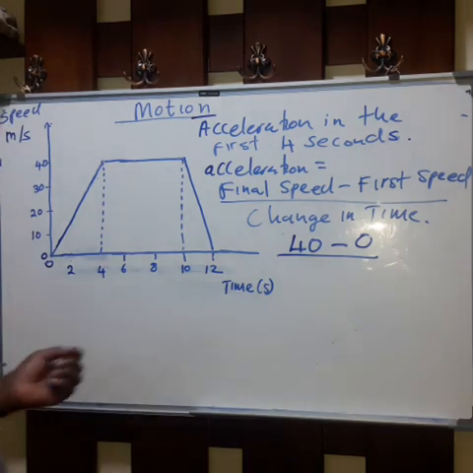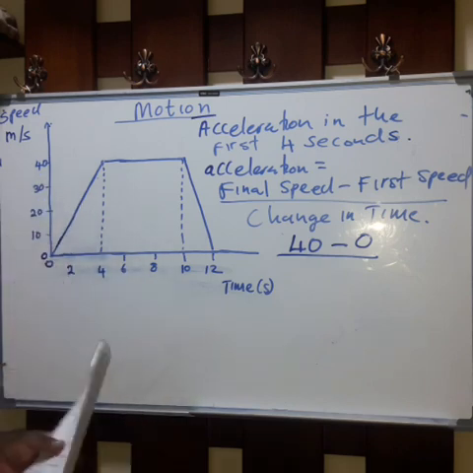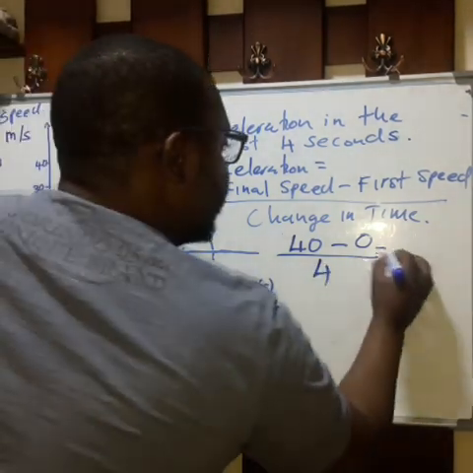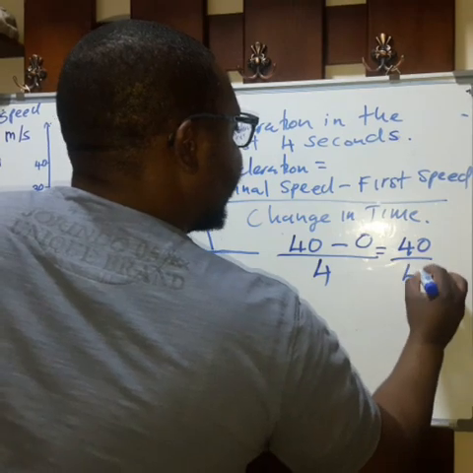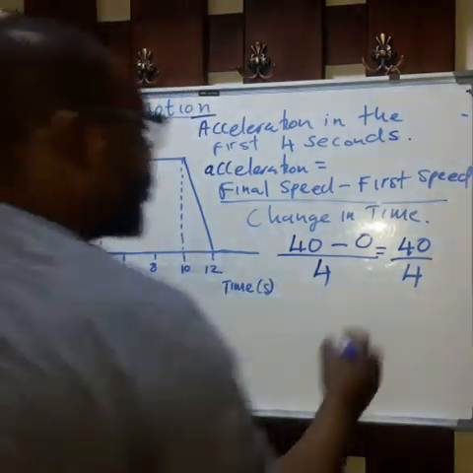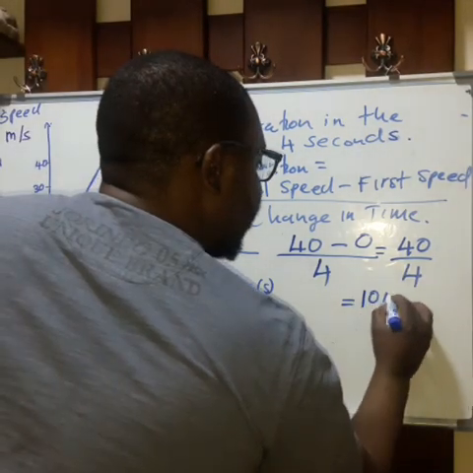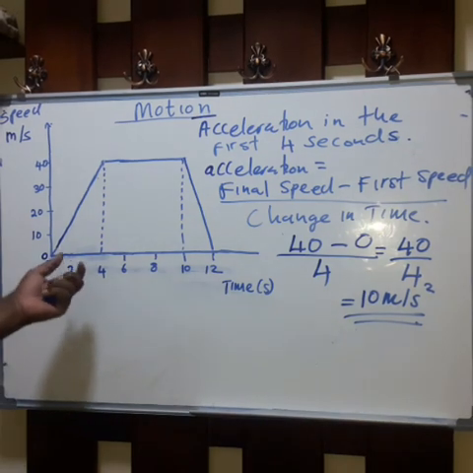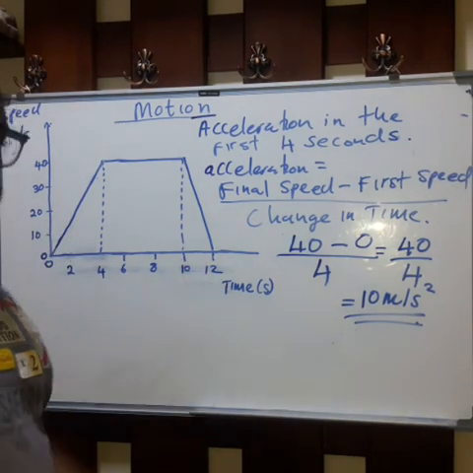Then the change in time. So it's the final time minus the initial time. So the time is 4 seconds. If I simplify this one, I get 40 on top, then I get 4 at the bottom. Making some divisions, I get 10 meters per second squared. So this is the acceleration of the object in the first 4 seconds.